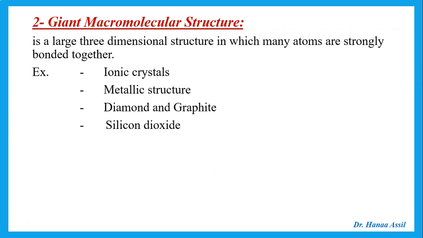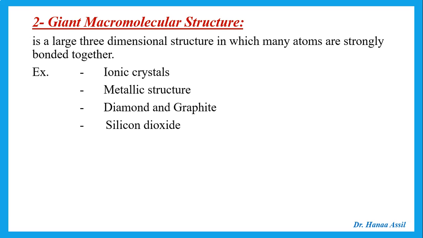Giant macromolecular structures are large three-dimensional structures in which there are many atoms strongly bonded together. So substances either have a simple molecular structure, like what we just talked about, carbon dioxide, water, chlorine, or they have giant structures. The word macromolecular means a giant three-dimensional structure in which many atoms are strongly bonded together.